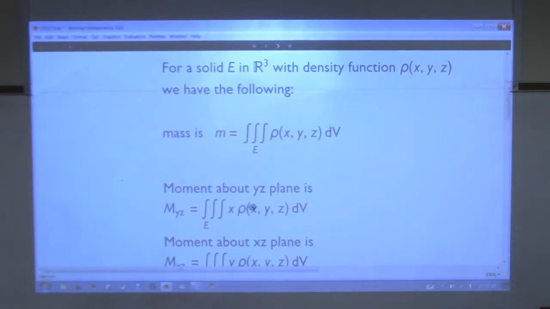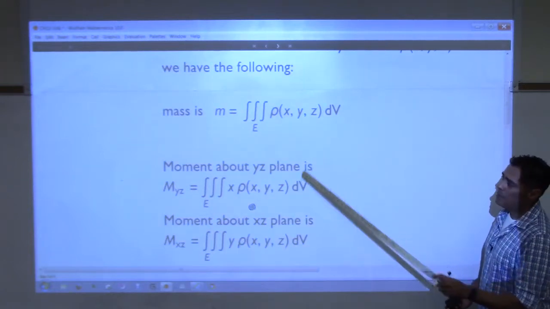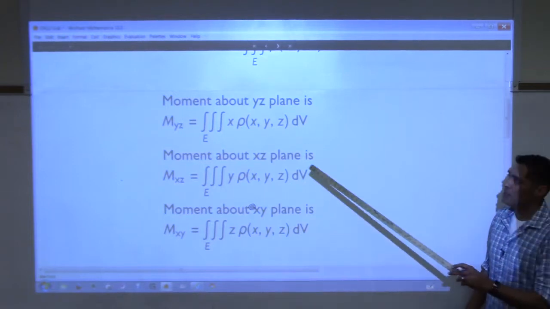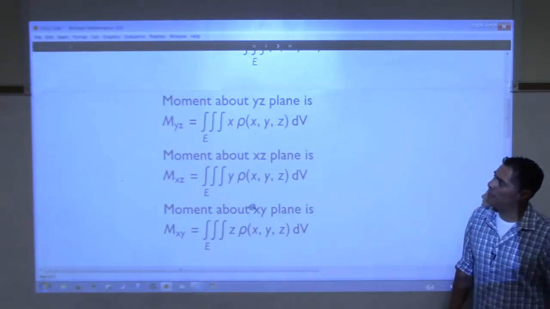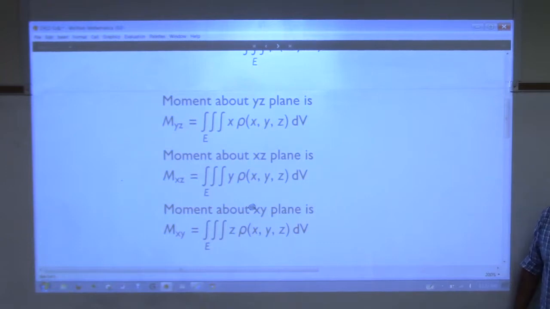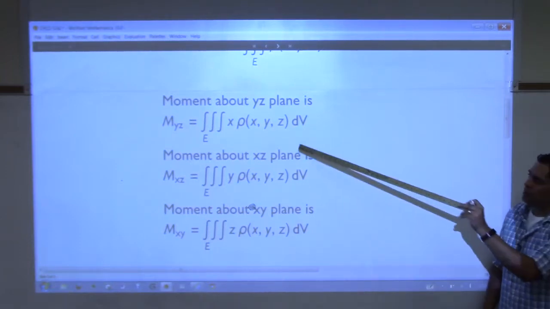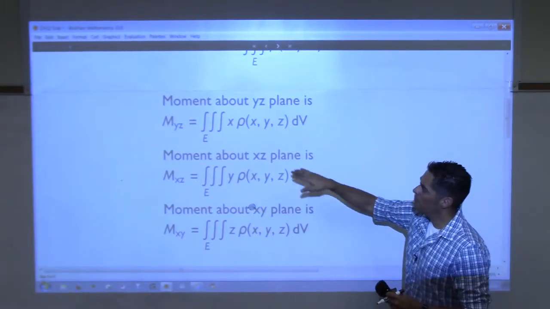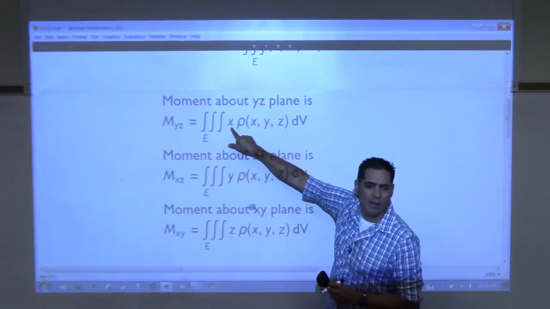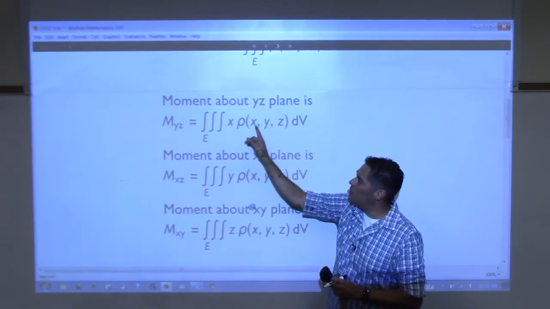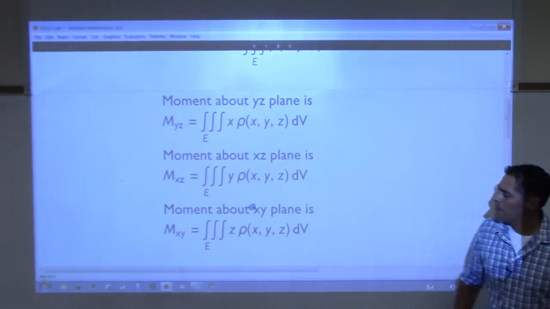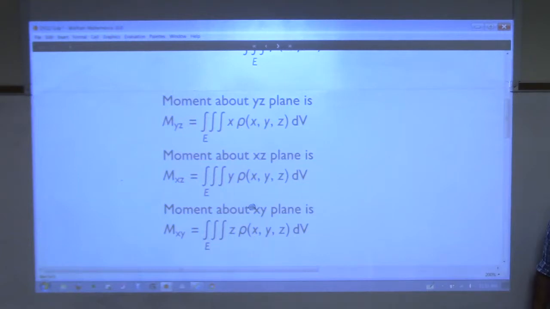Okay, so if we can calculate the mass, then that means we can calculate the moments, right? We have moments about the YZ plane, moments about the XZ plane, moments about the XY plane. And the moments should look familiar to the moments we had from before. You're just adding a variable to the density function. You're adding x here, you're adding y here, you're adding z here. And that just becomes part of your integral. And why did we get the moments? What was the whole goal of getting the moments back with the two-dimensional laminas?